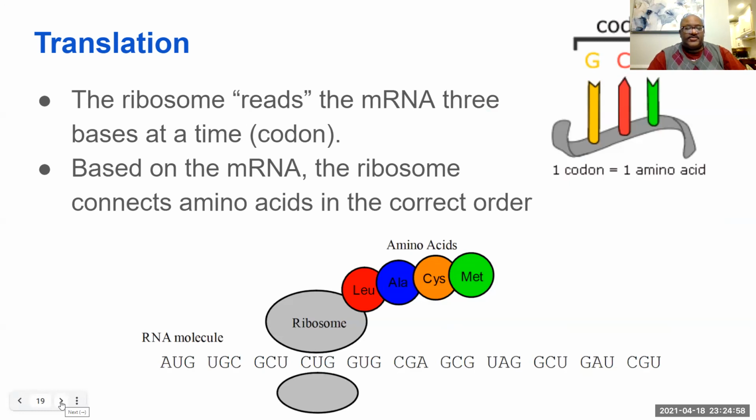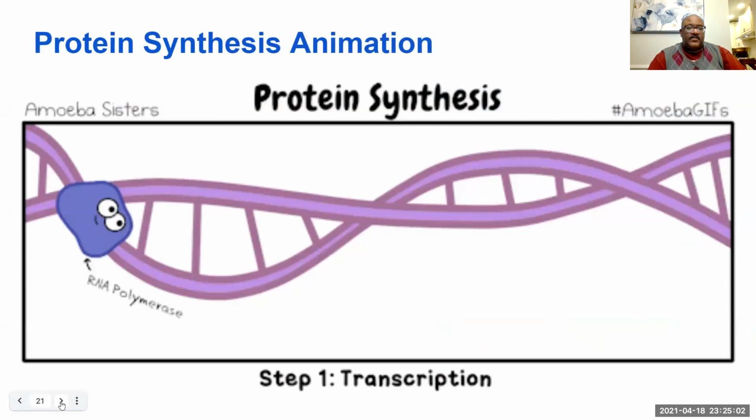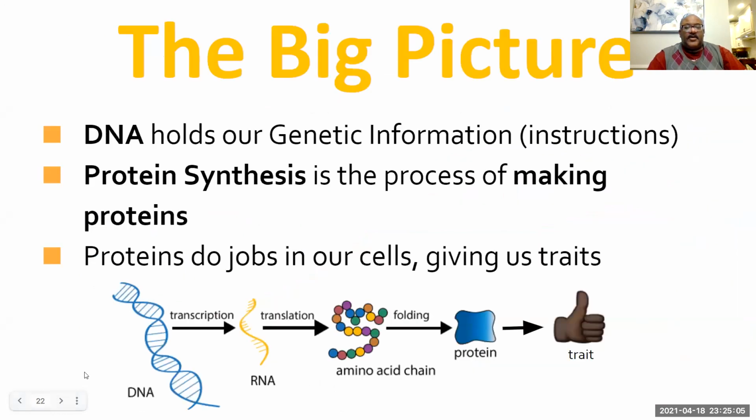And we're just kind of reiterating it. Okay. The big picture: DNA holds our genetic information. Protein synthesis is the process, of course, of making proteins, and the proteins do the jobs in all our cells, giving us traits.